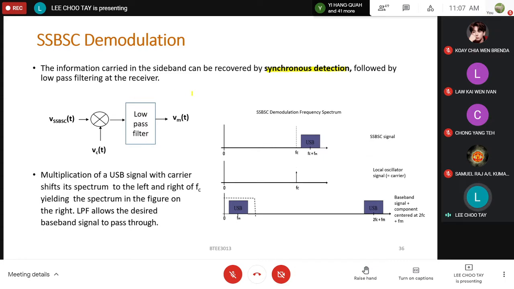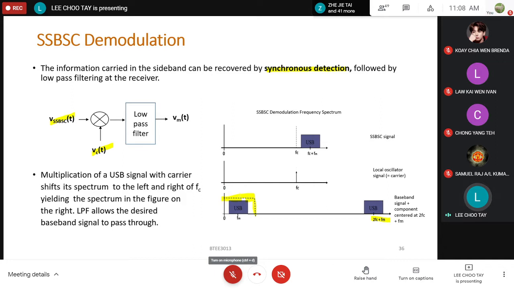So what is synchronous detection? Synchronous detection, again, is to multiply the incoming single sideband suppressed carrier signal with the local carrier, followed by low-pass filtering. Because after multiplying the SSB-SC signal with the local carrier, you are going to get the baseband component and also another component centered at 2fc. In this example, I actually use the upper sideband that we transmitted.